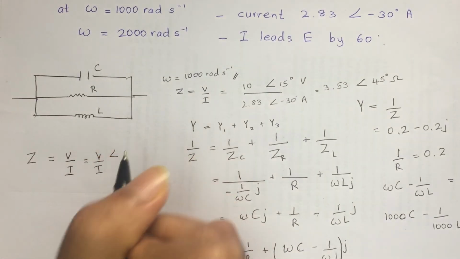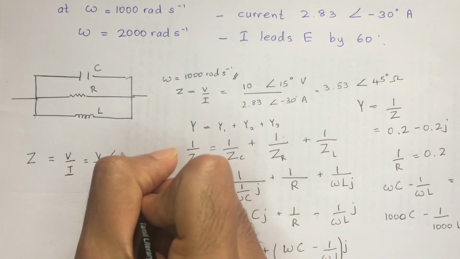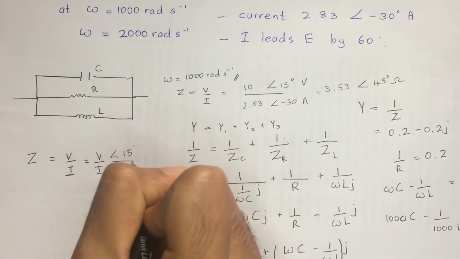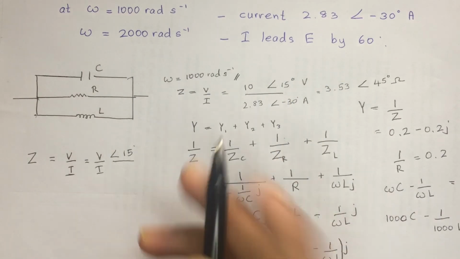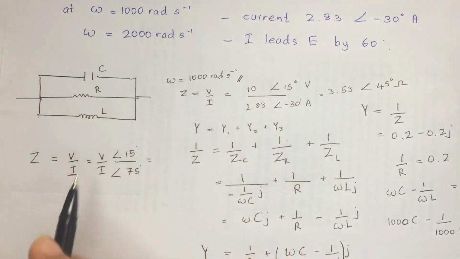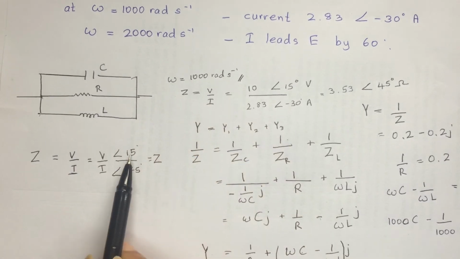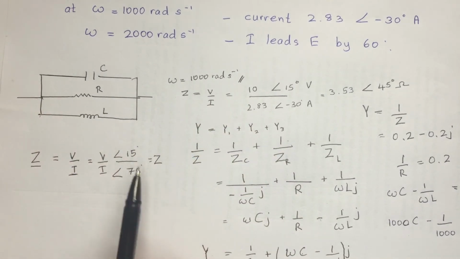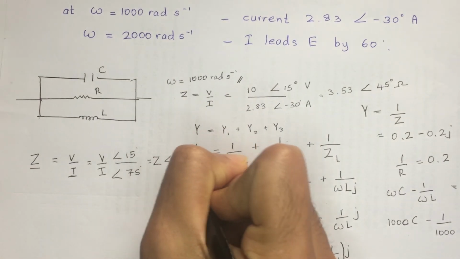The phase angle here: they have given I leads E by 60. If you take this voltage as 15 degrees phase angle, we can directly tell that I is going to lead that E, so it's going to be 75. If I divide V by I, it returns a magnitude, let's say that is Z, and this is the Z vector. So 15 divided by 75 means when you are dividing, you need to deduct the second part. So 15 minus 75 would return minus 60.